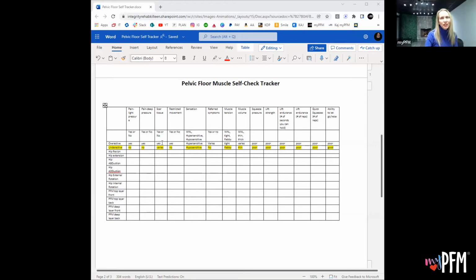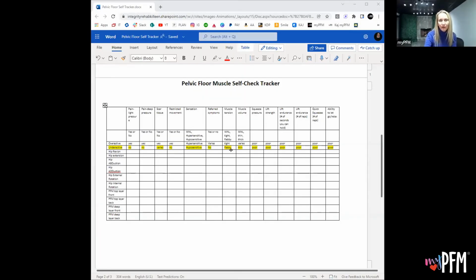But if the scar tissue is elastic and it's been mobilized and it's moving well, people with underactive pelvic floor muscles can have scar tissue. And they can also have some restrictions. Okay, restricted movement, not likely, although it is possible. Sensation, hyposensitive. And this isn't necessarily always the case.